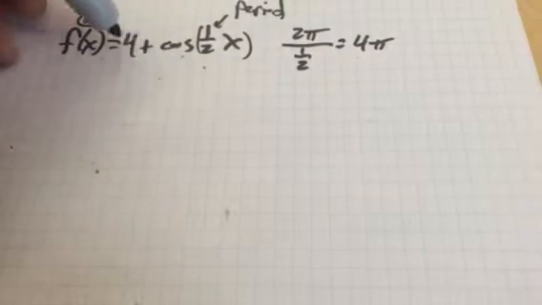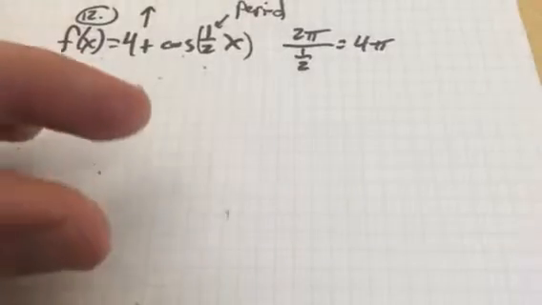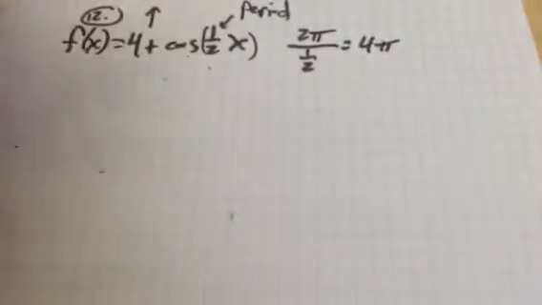I also notice it's a +4 outside. This is going to shift it up 4. It's not going to stretch it. It's adding, so it just shifts the whole thing up by 4.